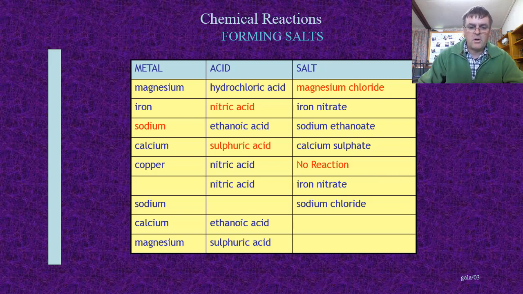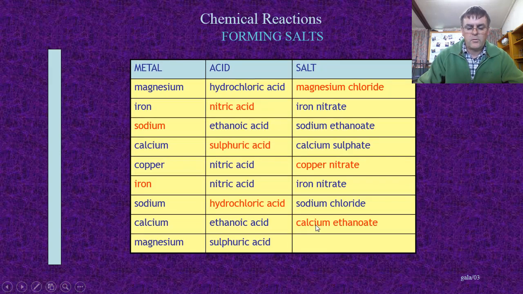Next one now is iron nitrate, nitric acid. It's going to be iron. And of course, if we heated the copper nitric acid one, we might get some copper nitrate out of it. We've got sodium chloride being formed. Look at the example up here. Magnesium chloride comes from hydrochloric acid, so we're going to have hydrochloric acid there. Calcium and ethanoic acid. Well, we had sodium with ethanoic acid becoming sodium ethanoate, so calcium ethanoate.